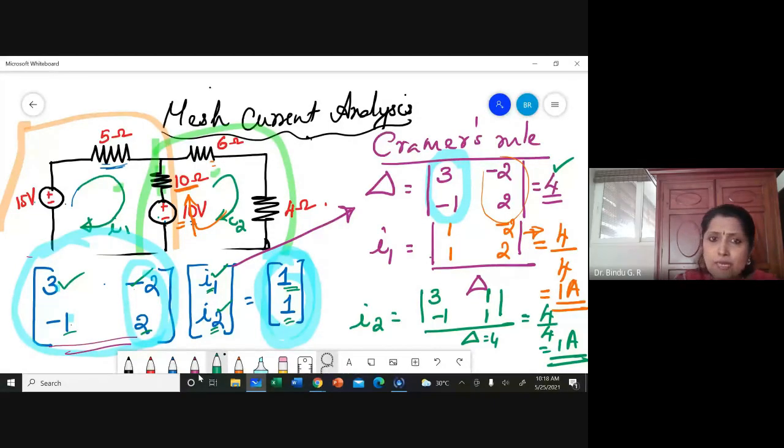And you have been asked to find the value of current through the 4 ohm resistor, which is I2, which means I just have to find I2, which is 1 ampere. Okay. Hope this is clear.